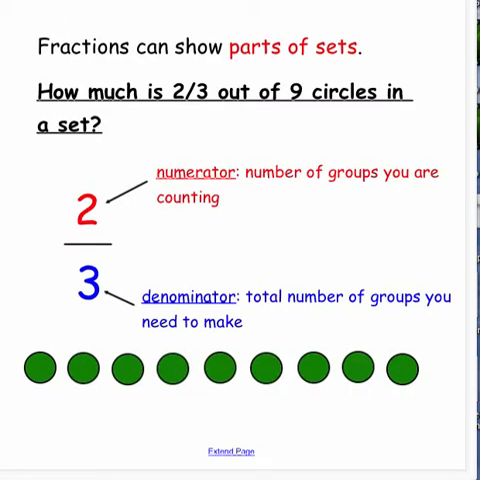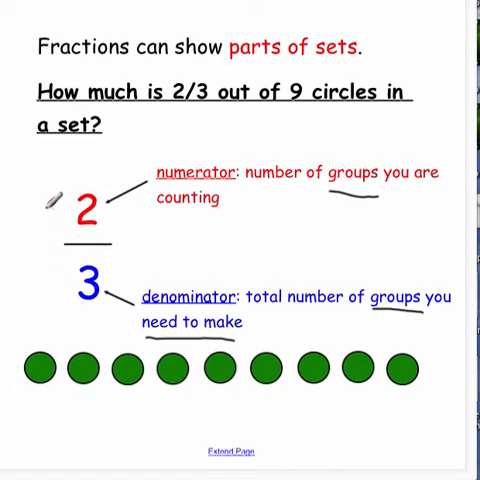Fractions can also show parts of sets. Let's consider this question. How much is 2/3 of 9 circles in a set? Remember before we talked about having a numerator and a denominator. This time they mean something a little bit different since we want to figure out a fraction of a whole entire set. When we think about the numerator, we're going to think about the number of groups that we're counting. And when we think about the denominator, that's going to represent the total number of groups that I need to make. So this fraction is 2/3.